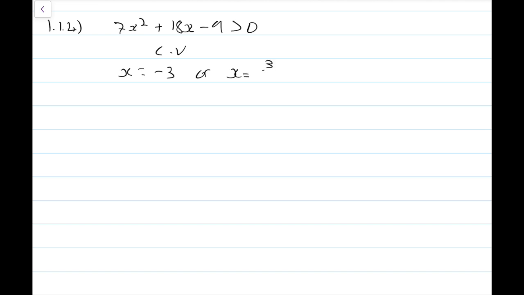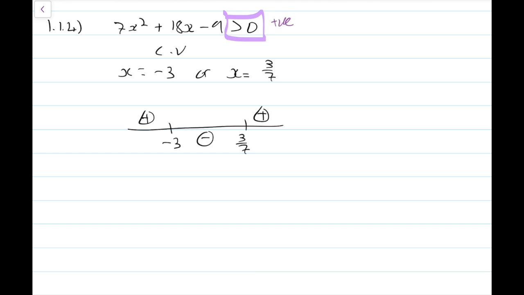So which one's going to appear first? We know that minus 3 would appear first, and then 3 over 7 would appear second. This is positive, negative, positive. We are looking for where our inequality is positive, which is when x is less than minus 3 or when x is greater than 3 over 7. And that's that.